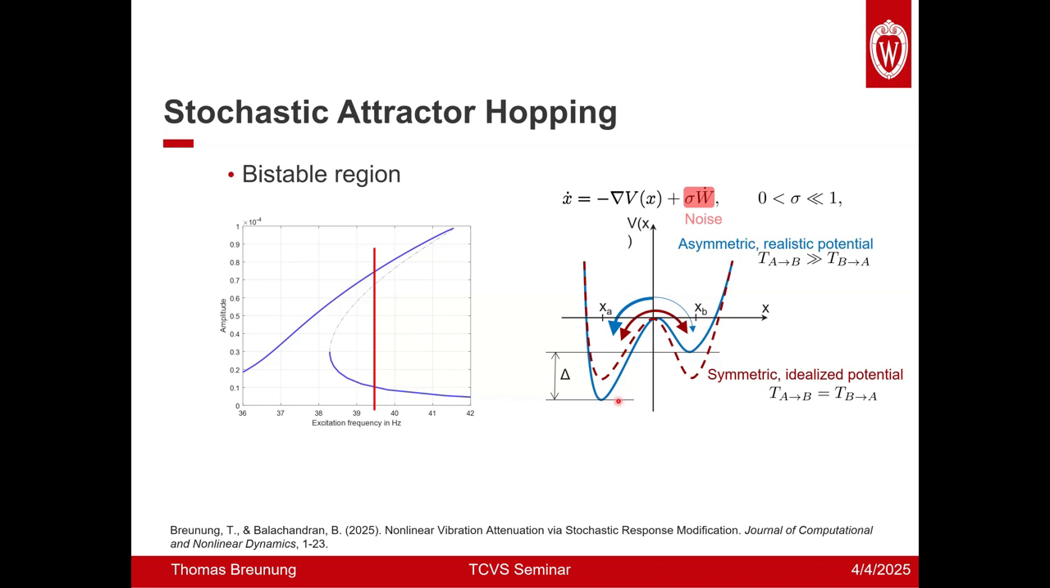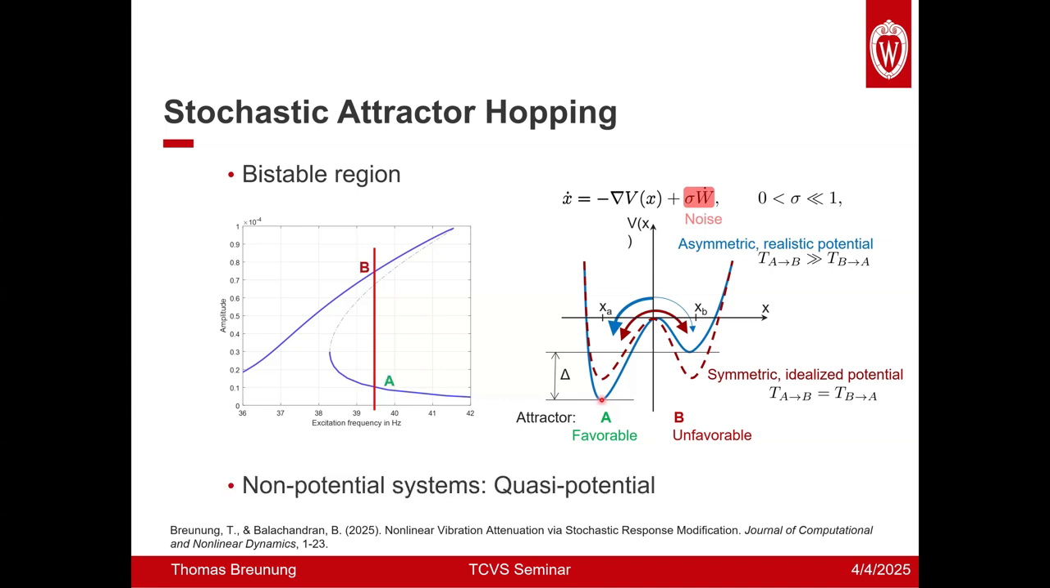And the whole thing becomes the design principle, or can become a design principle, if you can engineer your system such that here the attractor with the lower value is your favorable operating point. And this turns out to be the case for this nonlinear resonance, where the lower branch turns out to be an operating point which is favored by the stochastic terms.